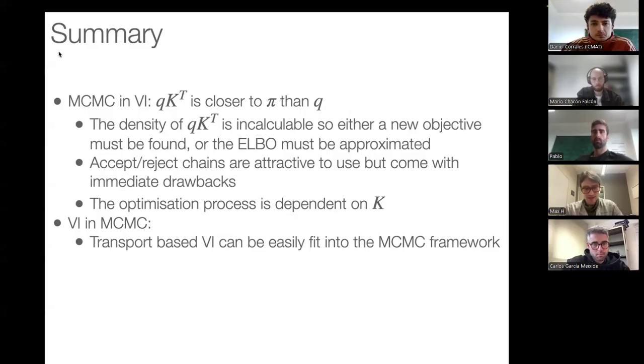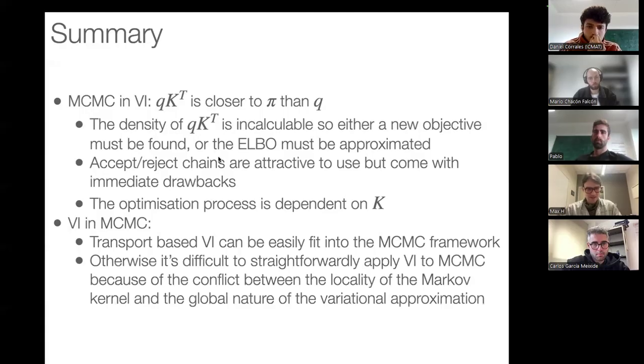So transport-based variational inference can be quite easily fit within an MCMC framework. If you have an instance in which transport-based variational inference works really, really well, but you want an exact method, then you can fairly easily use these papers from Marylou Gabrié or from Youssef Marzouk to just jam your variational inference method into MCMC.